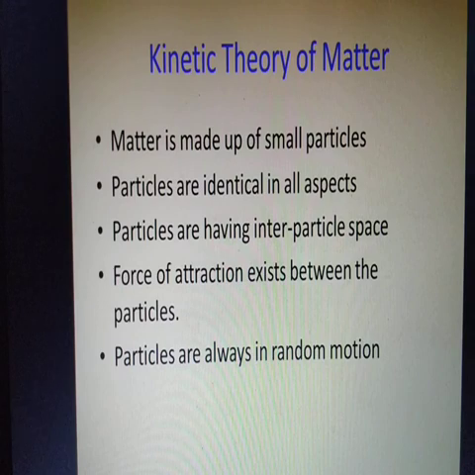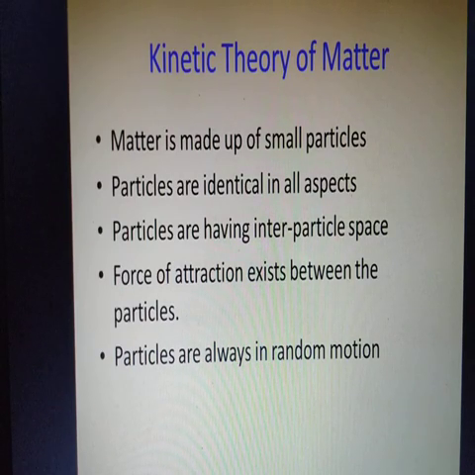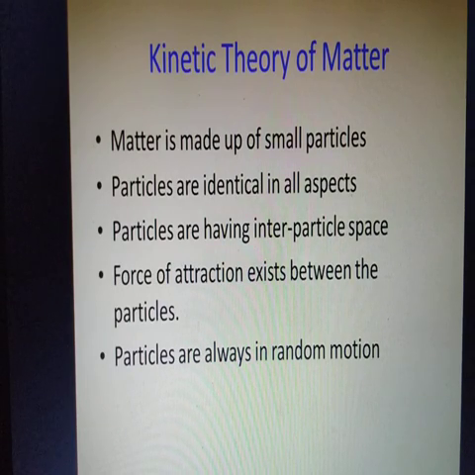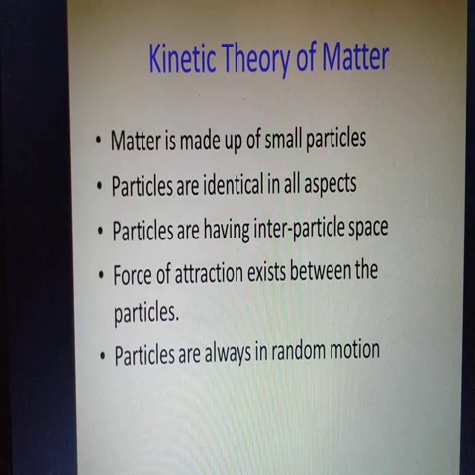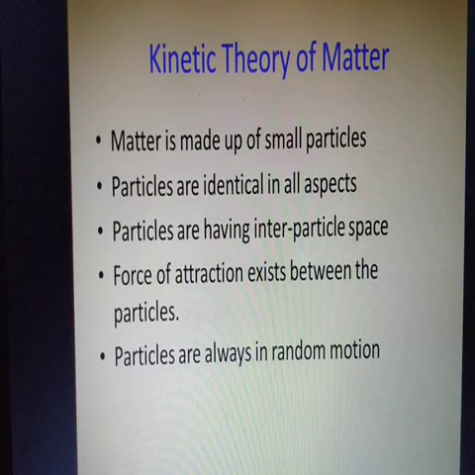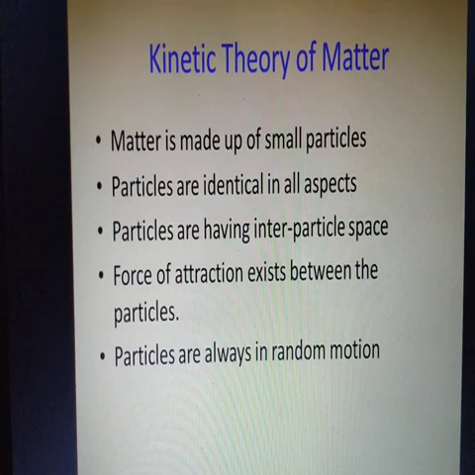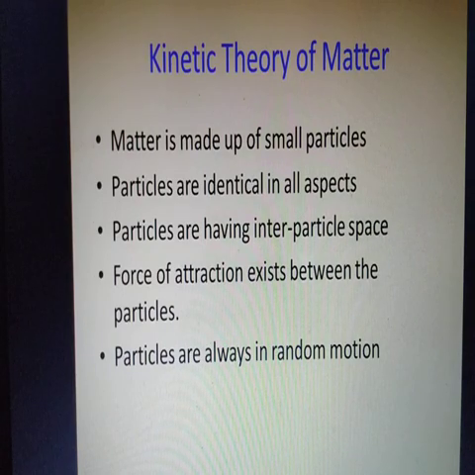That means, for example, suppose you are sitting in a class containing 40 students, and the entire class is filled with only one kind of child. It's not that different children are sitting together. No, it's not like that. But over here, all the particles are identical in all respects.